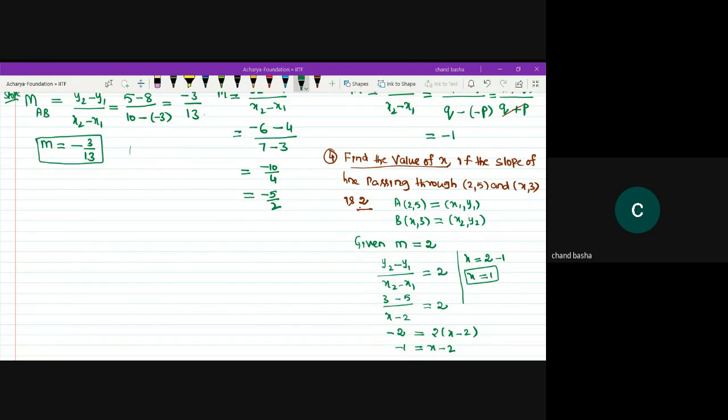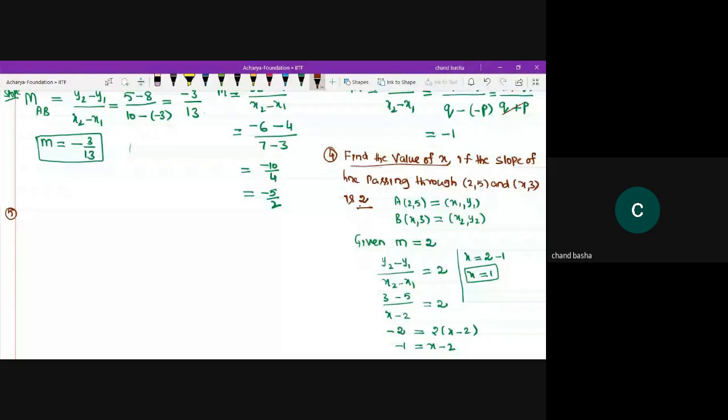And when two lines are parallel, the slopes are equal or not? Yes, as I have given to you. So when two lines are parallel, the slopes are equal. The next important problem that I'm going to discuss here, the fifth problem, find the value of y.